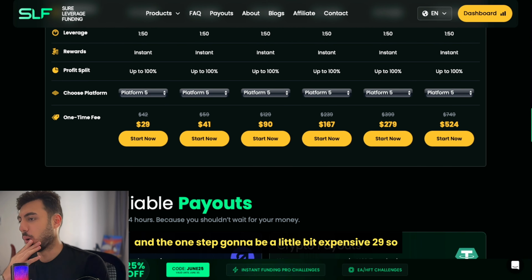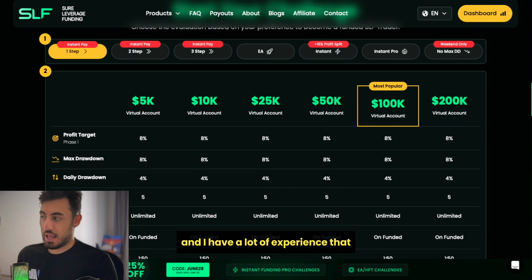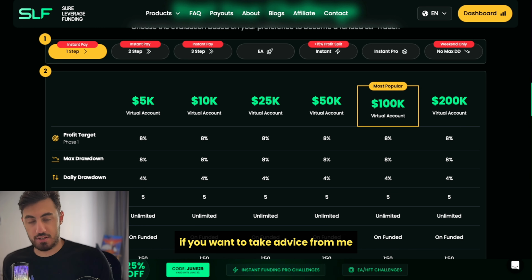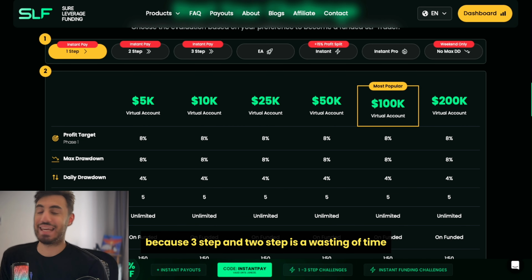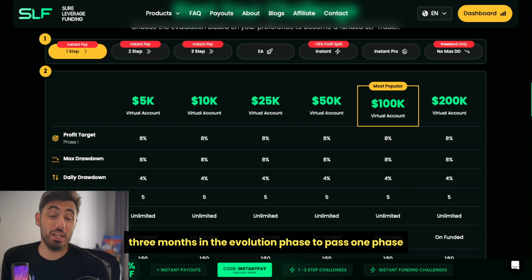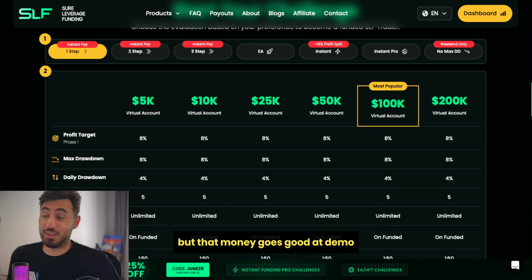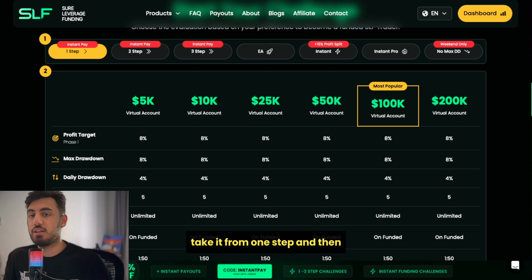But I guess the main difference is the time that you're gonna put into the evaluation phase. I'm trading for 3, 4 years, and I have much more experience than all of you guys here. If you want to take advice from me, do not go with the 3 step or 2 step, because they are a waste of time. You're going to waste 1 month, 2 months, 3 months in the evaluation phase to pass one phase, then go to the other phase. And you're going to make money, but that money goes to the demo. So if you want to take any challenge, take it from 1 step.